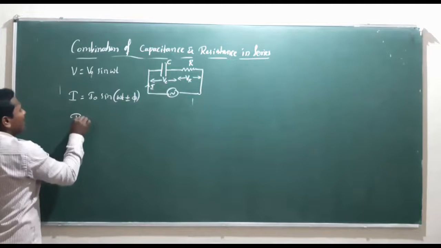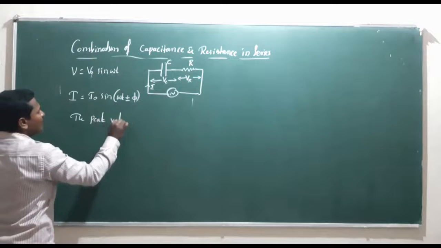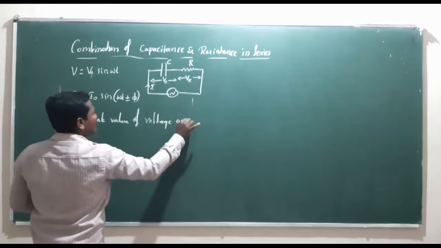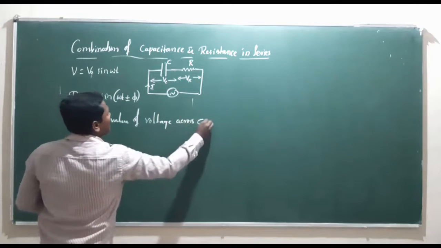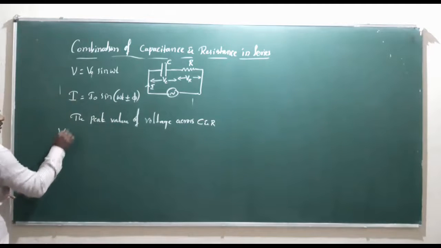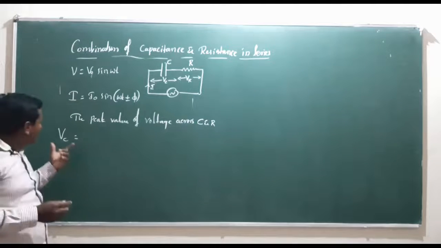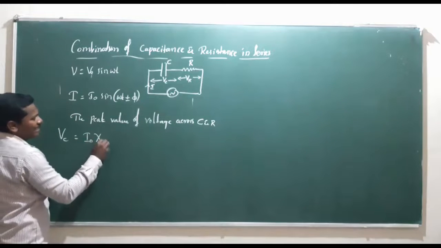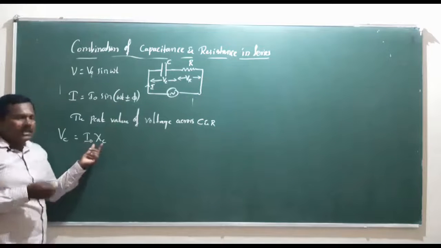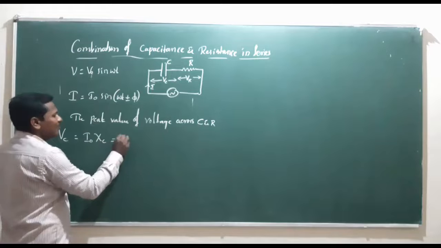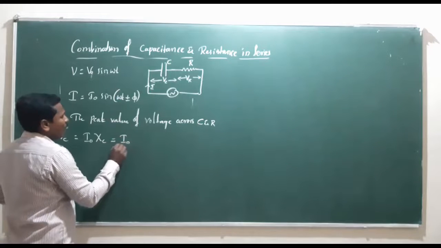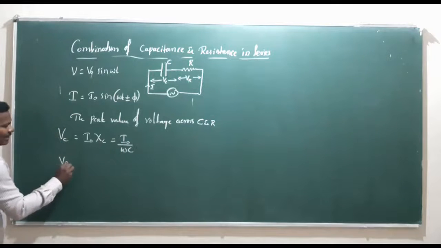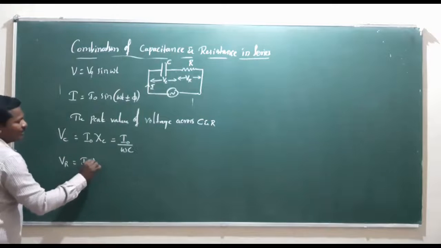Now, the peak value of voltage across the capacitor and the resistor. Let us consider Vc, which is the voltage across the capacitor, and it can be written as I naught times chi of C. Here chi of C represents capacitive reactance, which is also called 1 over omega C. Now, the voltage across the resistor can be written as I naught times R.